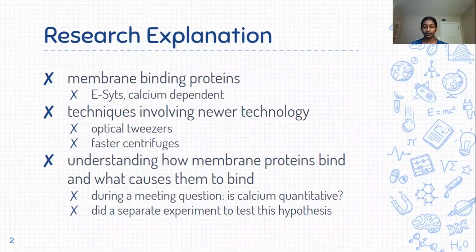During a meeting with my mentor, we asked the question: is calcium that is being used to bind these proteins to the membrane, is it quantitative? Is it a co-inhibitor, or does it actually just help and get used up within the binding of a protein? And we did a separate experiment to test this hypothesis. So our research was a little bit more expanded than we had expected it to be.